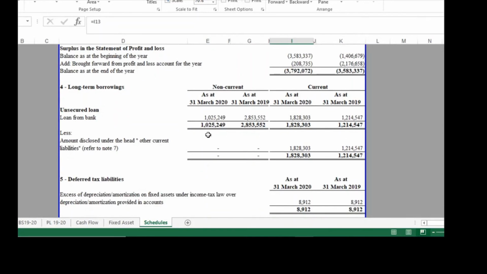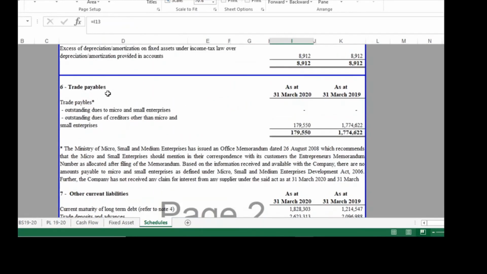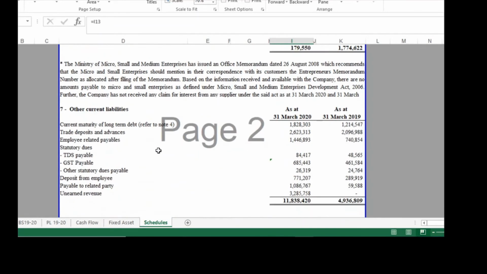In case of long-term borrowings, there is nothing which is required. Deferred tax, nothing required. Trade payables, also nothing required. Now, in case of other current liabilities, you can see there is current maturity of long-term debt, which is a part of financing activity and not working capital. So we need an adjustment here. So let's see how we will do it.